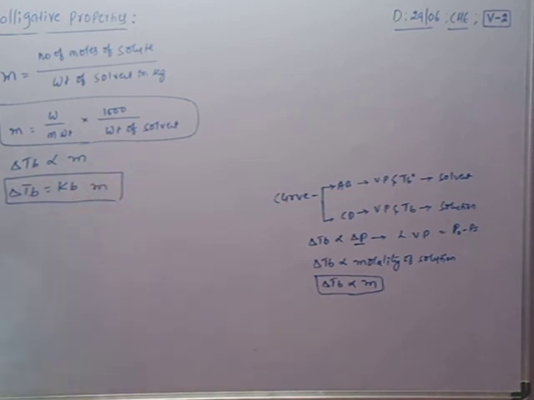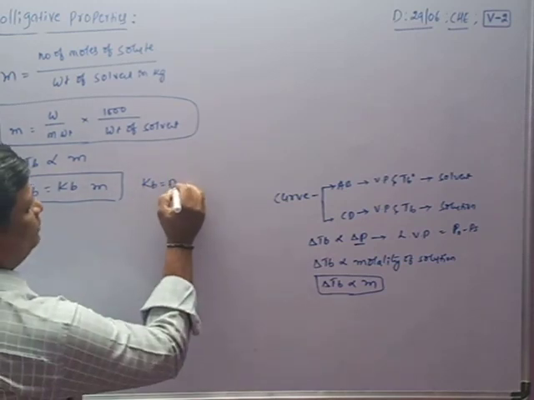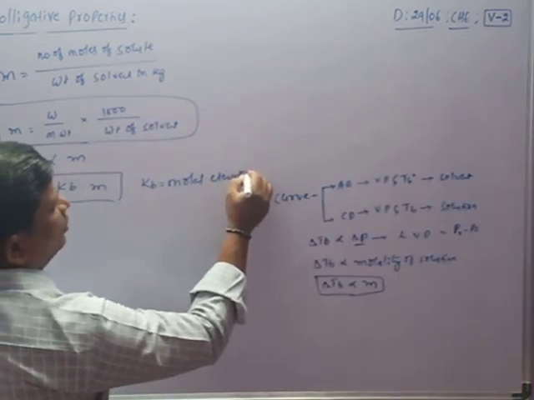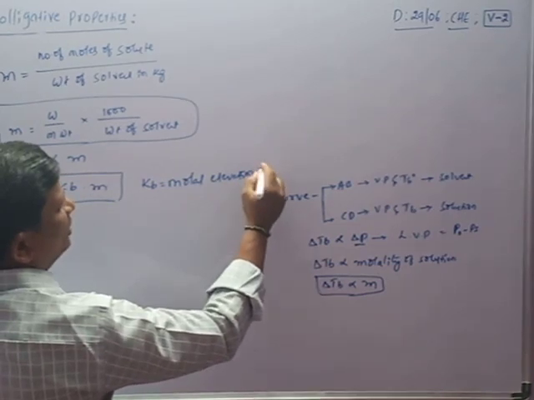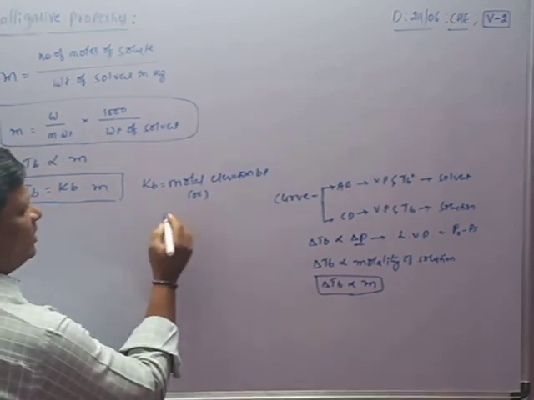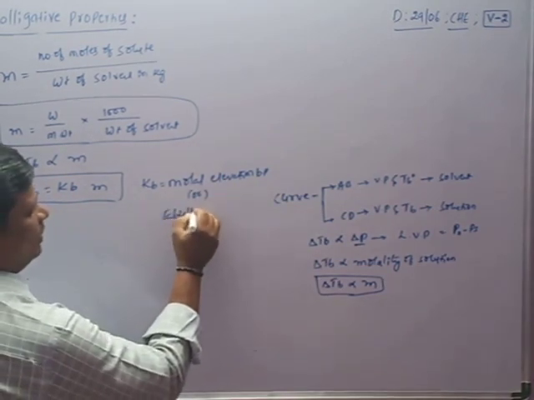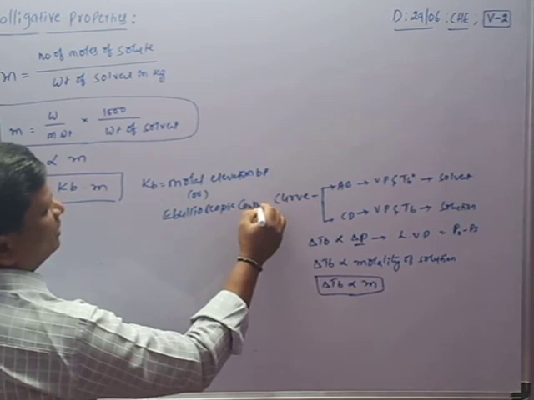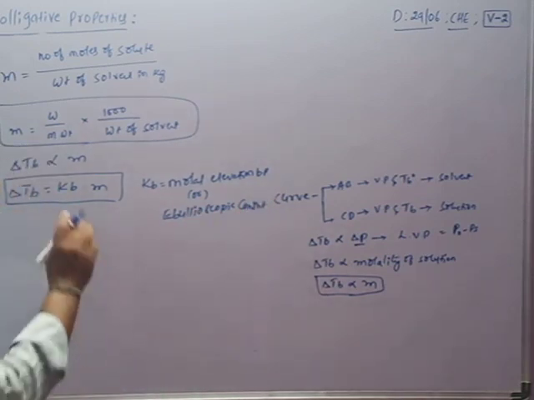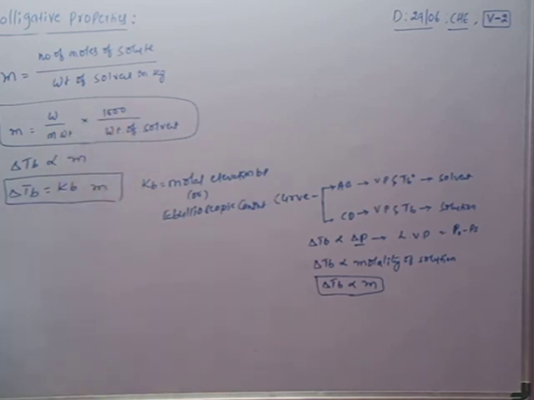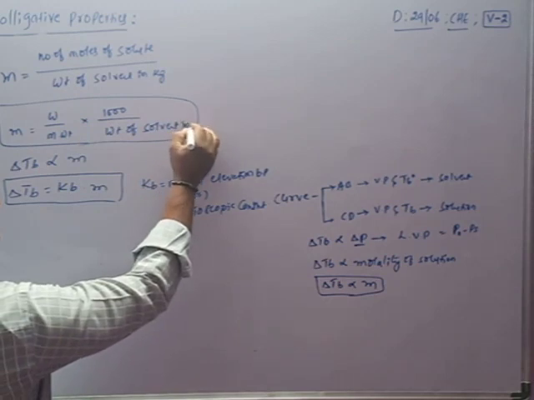So delta TB equals KB into m, wherein KB is the molar elevation of boiling point, or it is also known as the ebullioscopic constant. Now m equals weight by gram molecular weight into 1000 by weight of solvent in grams.